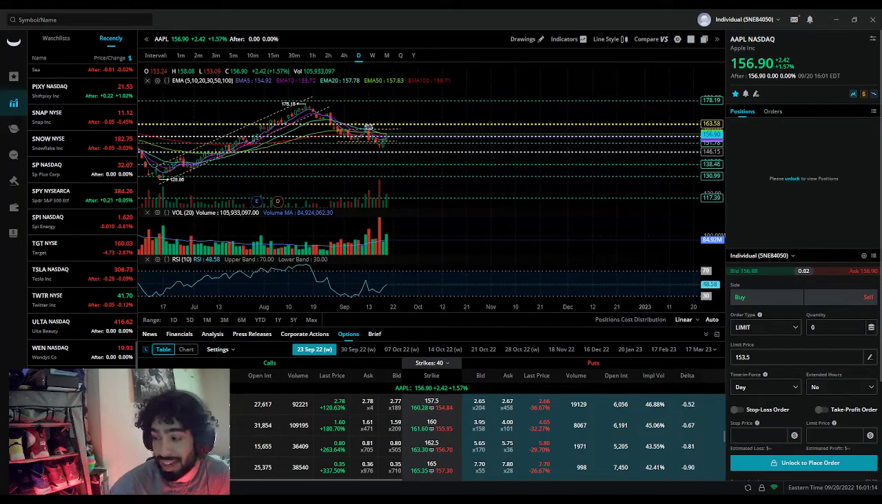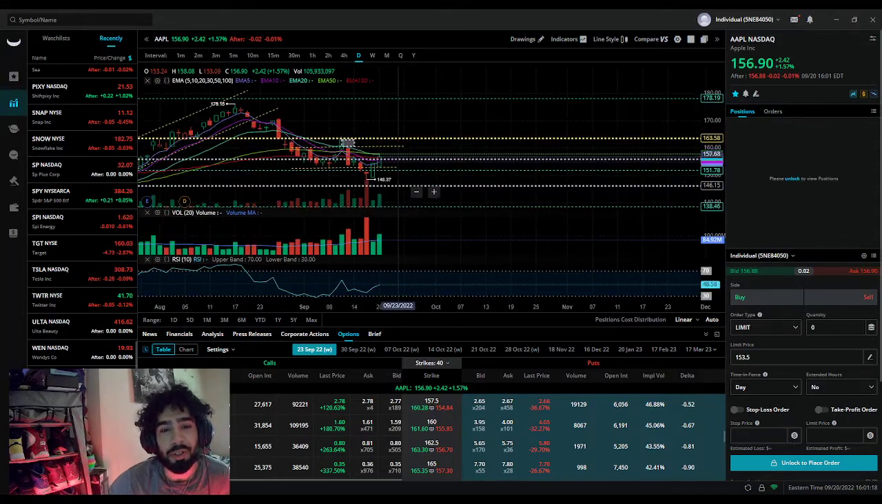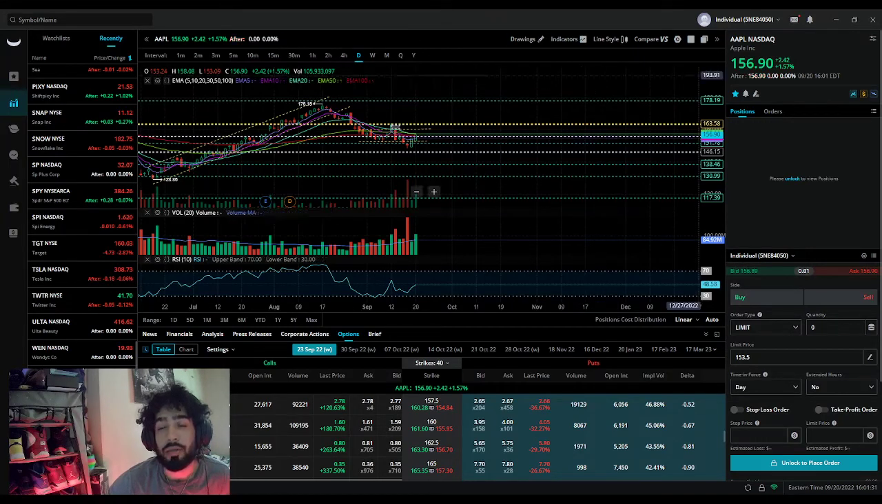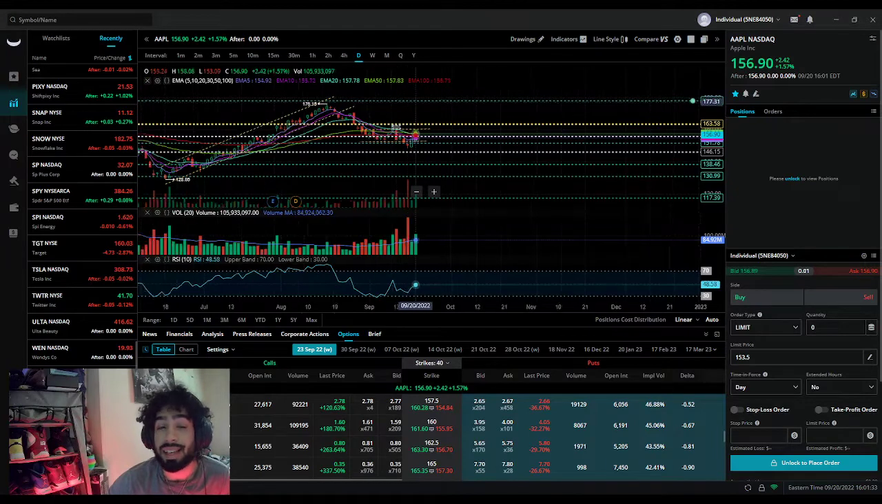Today is day 8 out of day 30. It's crazy. It's already been basically a week. So, Apple today, up $2.42, up 1.57% today. The stock itself is 156.90, which is pretty nice.